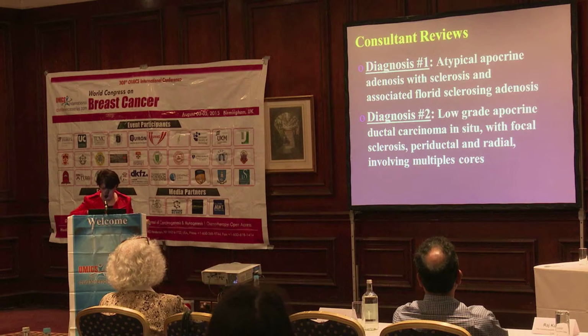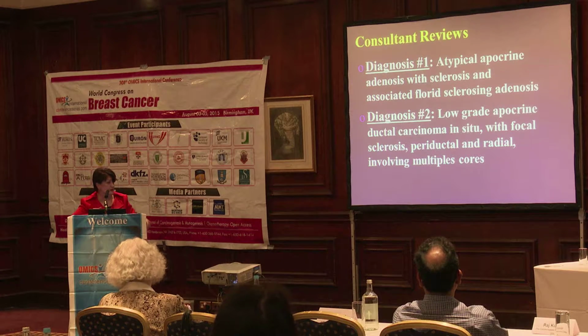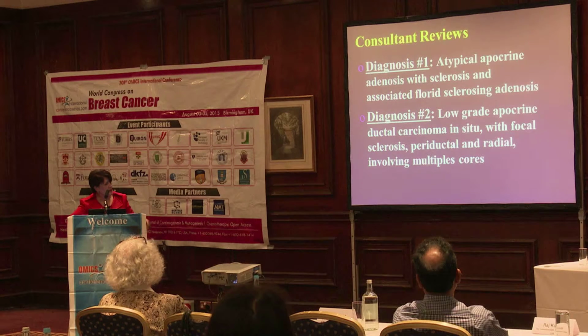Then the original pathologist in another institution challenged us and said, well, why don't we send this case to another consultant? I said, by all means, we will send it to two consultants and see what is happening. So we sent this case to one consultant in the east part of the country and one consultant in the California area, and we let them make a diagnosis on this case. And this is diagnosis number 1: atypical apocrine adenosis with sclerosis and associated florid sclerosing adenosis.